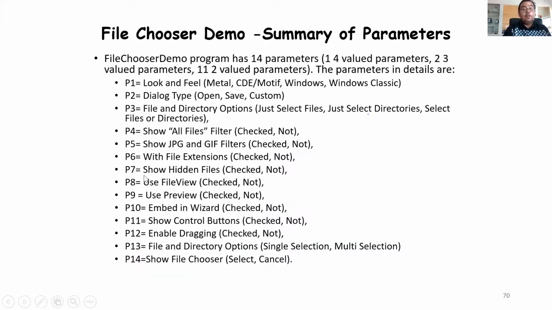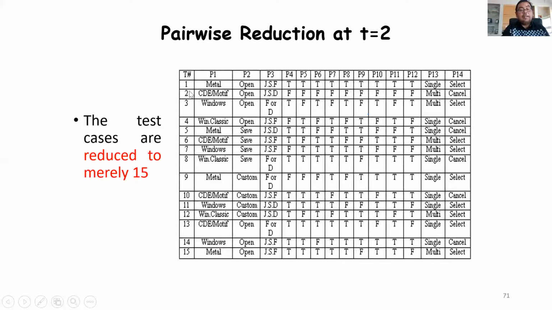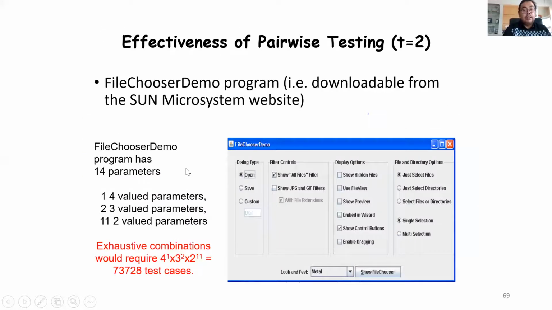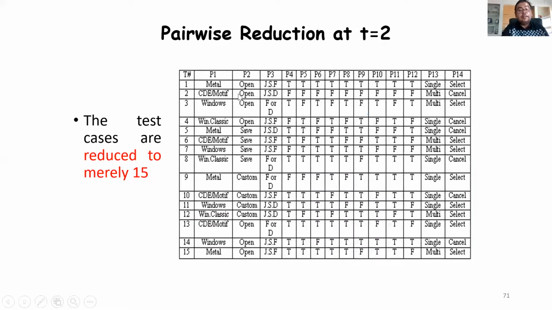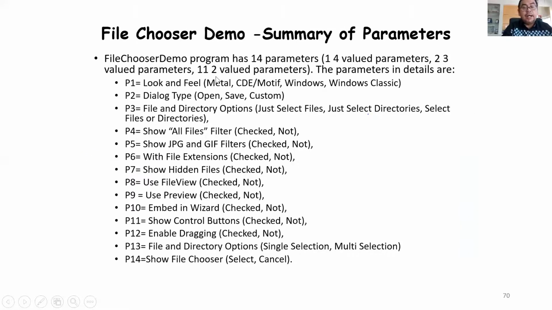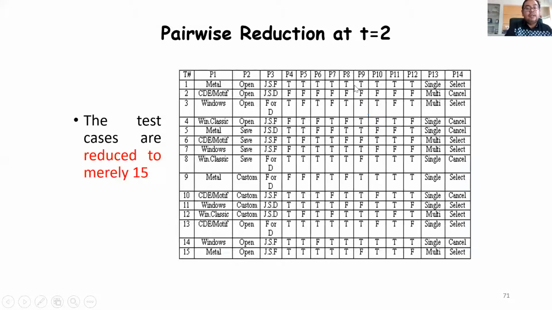Okay, and then when we did this, we have this set of parameters, and these are the 15 test cases. Instead of having 70,000, we have only 15 test cases, and these are the test cases for us to test all the parameters that we had, such as metal, motif, window classic, whatever. So this is the set of parameters we can do the testing with.